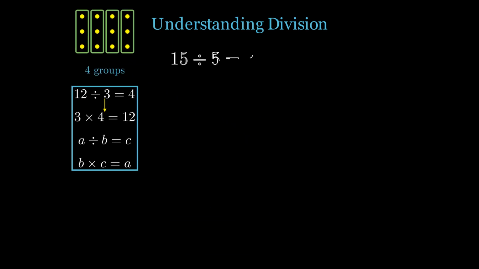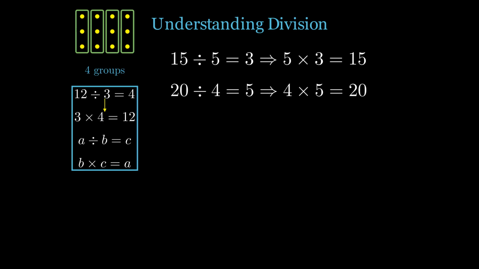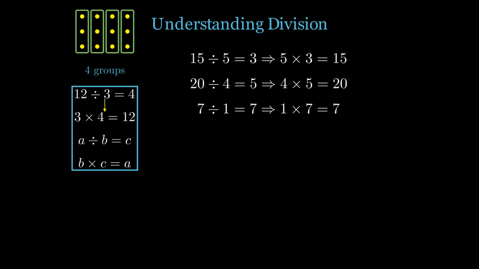15 divided by 5 equals 3, because 5 times 3 equals 15. 20 divided by 4 equals 5, because 4 times 5 equals 20. 7 divided by 1 equals 7, because 1 times 7 equals 7. This all works perfectly until we introduce zero. So what happens when we try to divide by zero?